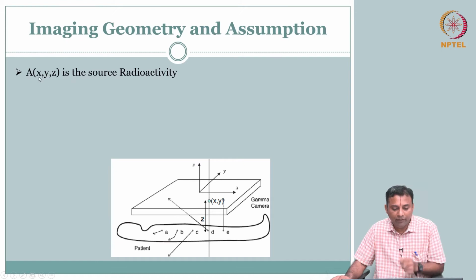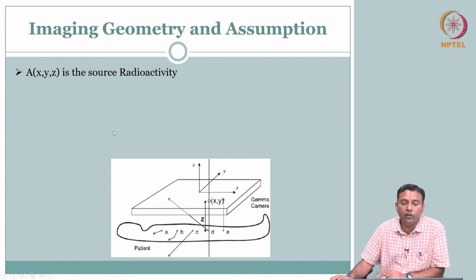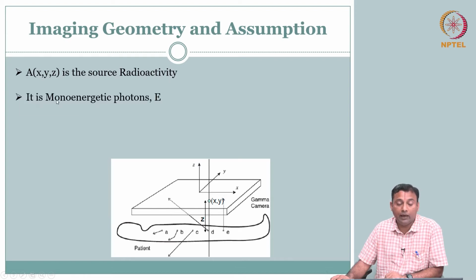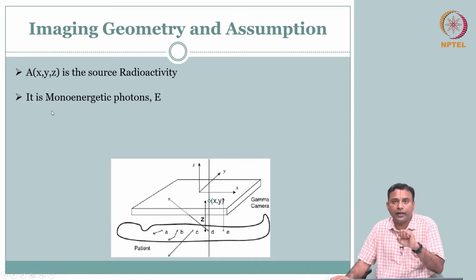So what we have here is a radioactivity. We will denote it by A of x comma y comma z, right. This is the same notation we used earlier when we started with the radioactivity. And another important aspect here, we will consider monoenergetic photons with energy E, which is not unreasonable, right. We talked about certain tracers, and one of the desired aspects of a tracer is to give out a particular energy. So this is going to in some sense make our life easier compared to our X-ray projection, where you could get a spectrum.